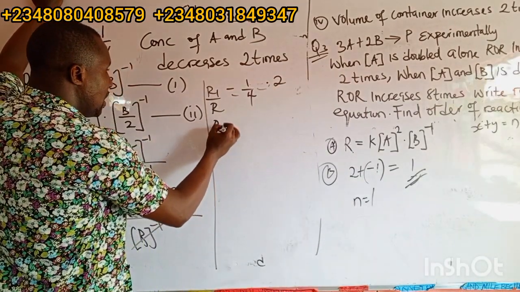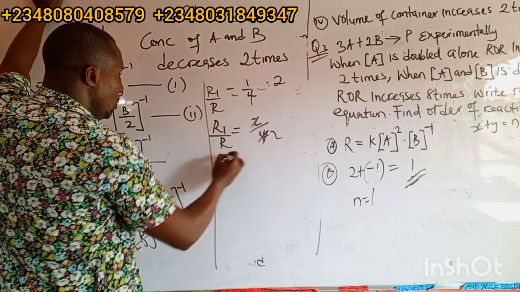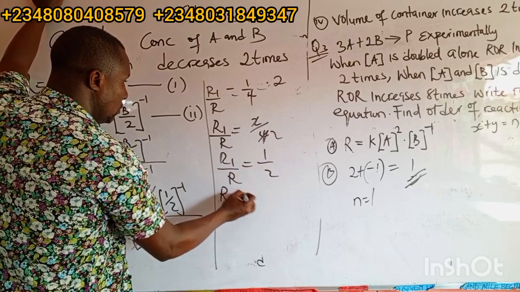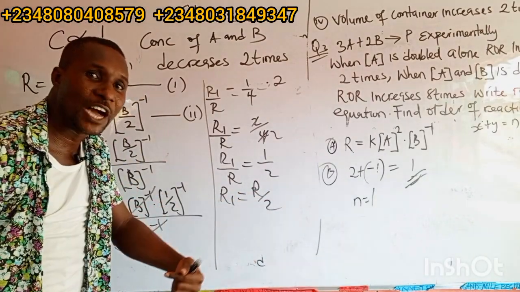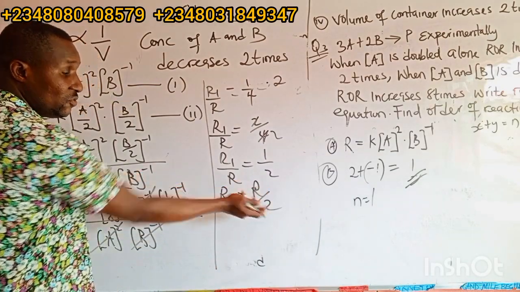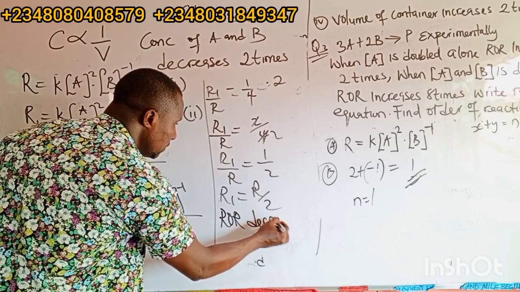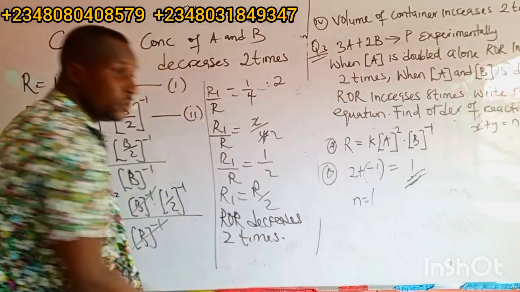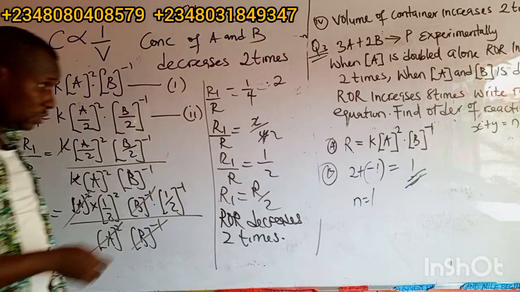This one will give you 2. Therefore, we have R1 over R equal to 2 over 4, which is 1 over 2. Therefore, R1 equals R over 2. In this case, rate of reaction decreases 2 times. Take note. You can pause your video and do it on your own before.